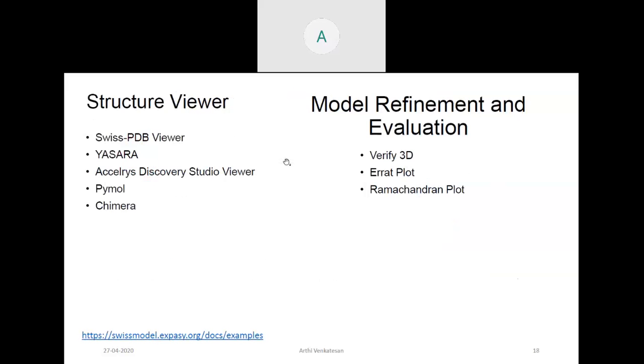Probably you have seen about Chimera, right? After you get a model, you have your protein model, you need to go for Swiss PDB Viewer, PyMOL, or SRR to view your model. I have mentioned commercial software also. Model refinement and evaluation can be done through Verify 3D, ERRAT plot, and Ramachandran plot. These things are available in the SAVES server.